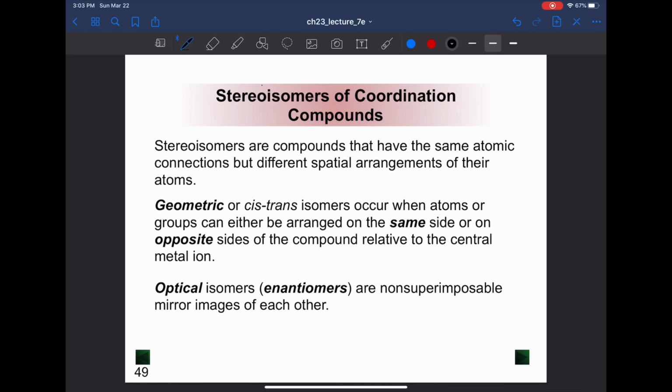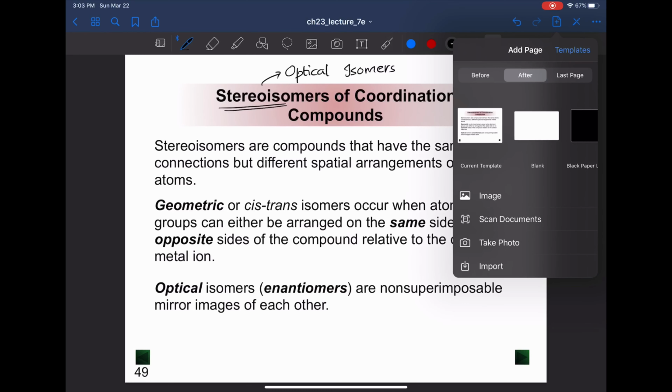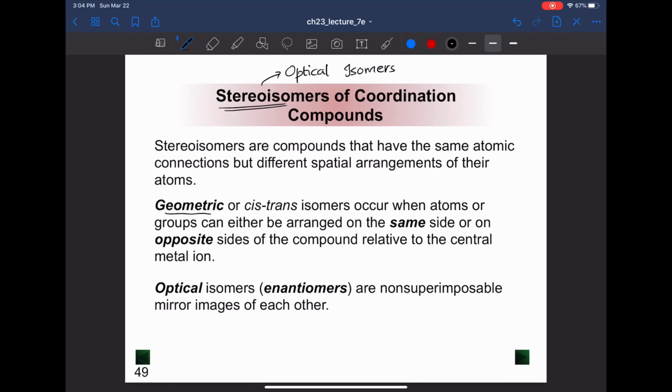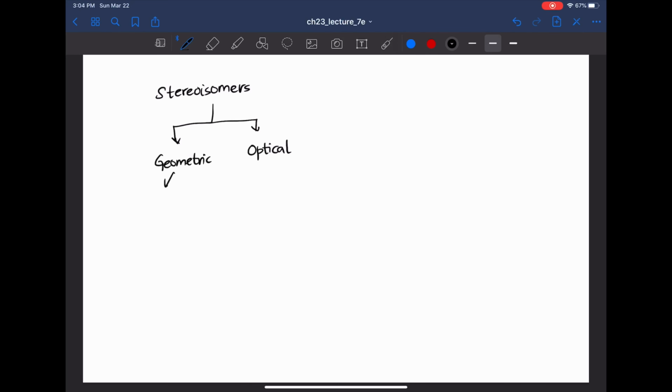Next, let's look at optical isomers. The other name for optical isomers is stereoisomers. We can classify stereoisomers into two types. One is geometric isomers, the other is optical isomers. The other name for geometric isomers is cis-trans isomers.